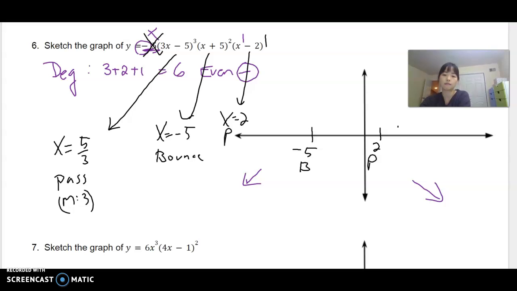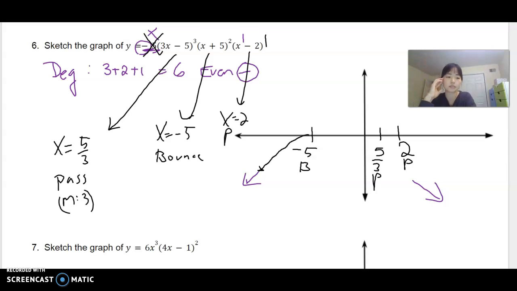And then we have, oh no, I made a mistake. 5/3 is before 2. 5/3 is 1.6666, and then there's 2. So that's going to pass and that's going to pass. So when we connect them, we start from the left arrow and go up to this.